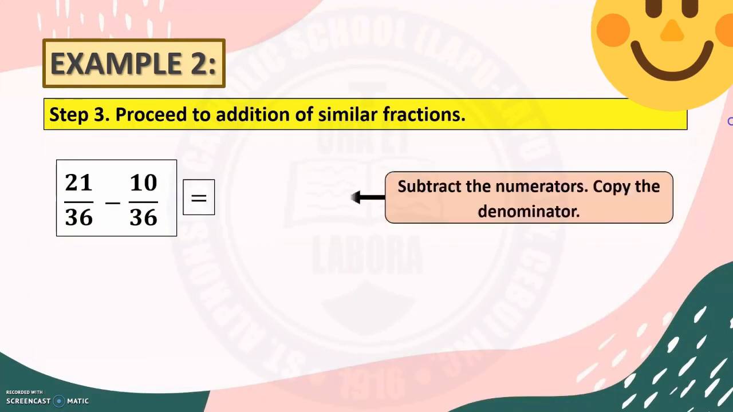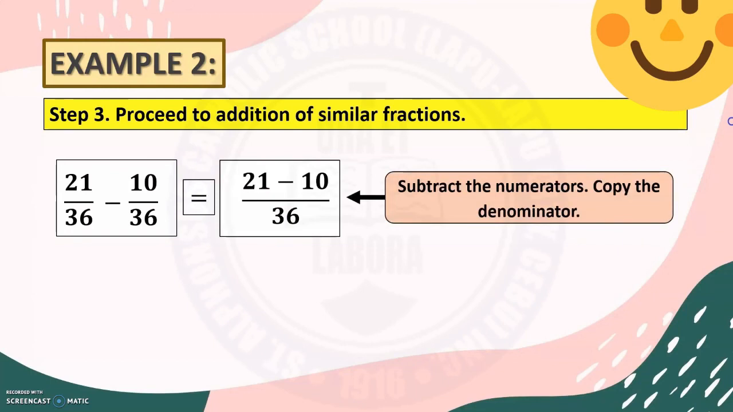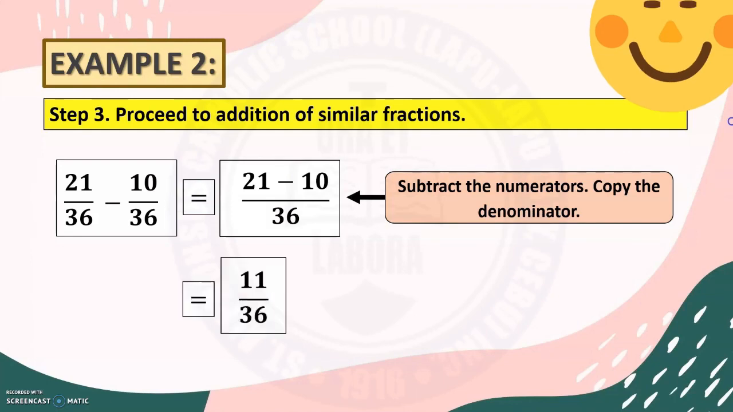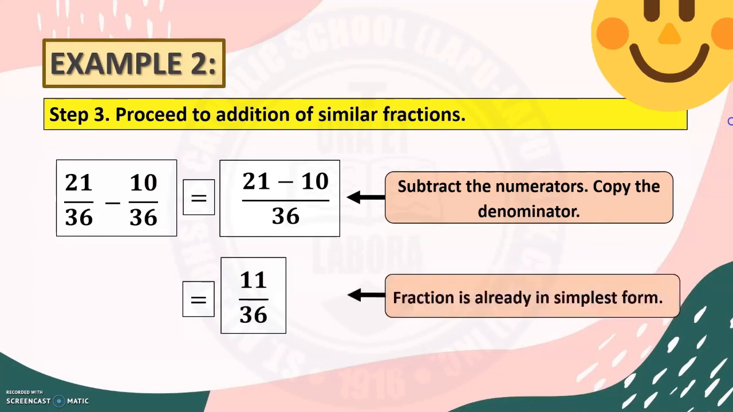Let's subtract the numerators, 21 minus 10 over, copy the denominator, 36. Let's simplify. 21 minus 10 is 11 and copy the denominator, 36. 11 over 36 is already in simplest form, so 11 over 36 is our final answer.